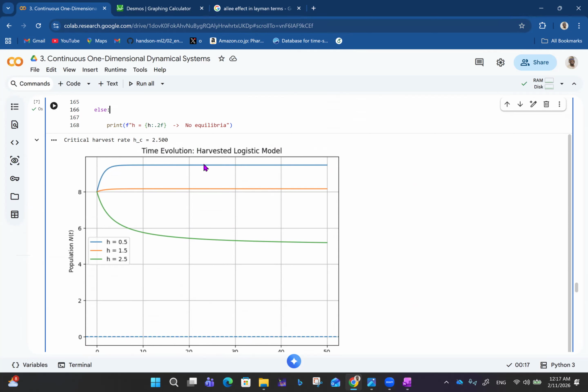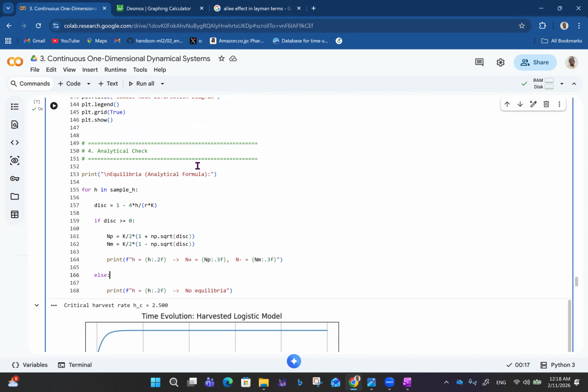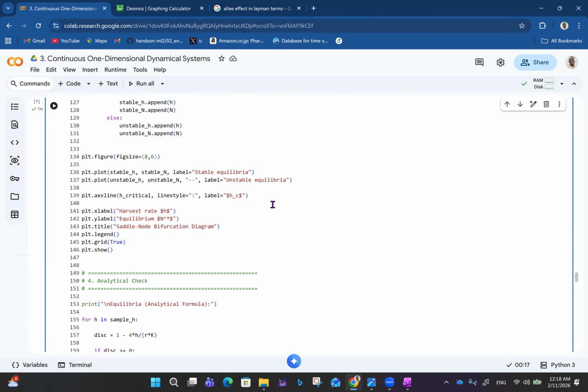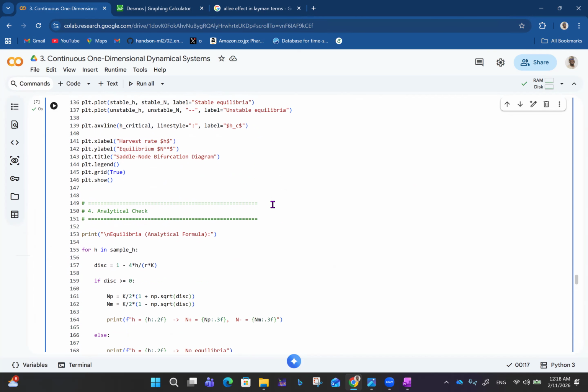In this case, we have the time evolution of the harvested logistic model. At H equals 0.5, if you harvest at 0.5, you still have the population growing. If you harvest at 1.5, the population still grows and stabilizes somewhere. It is still logistic, right? But if you harvest at 2.5, it can lead to some decline. If you harvest more than 2.5, the population can go extinct. This one is not increasing, but it still stabilizes somewhere and you still have some population surviving. So we have that critical harvesting rate at 2.5. This can help you make decisions as to when to harvest, how to harvest, and things like that.